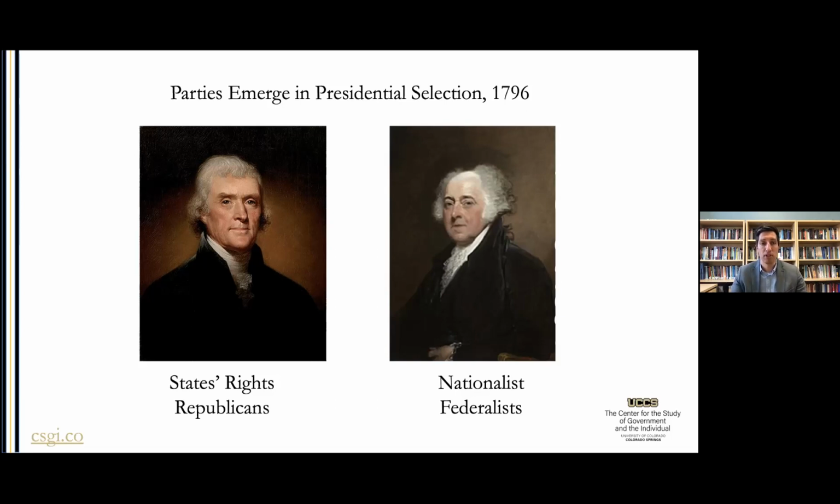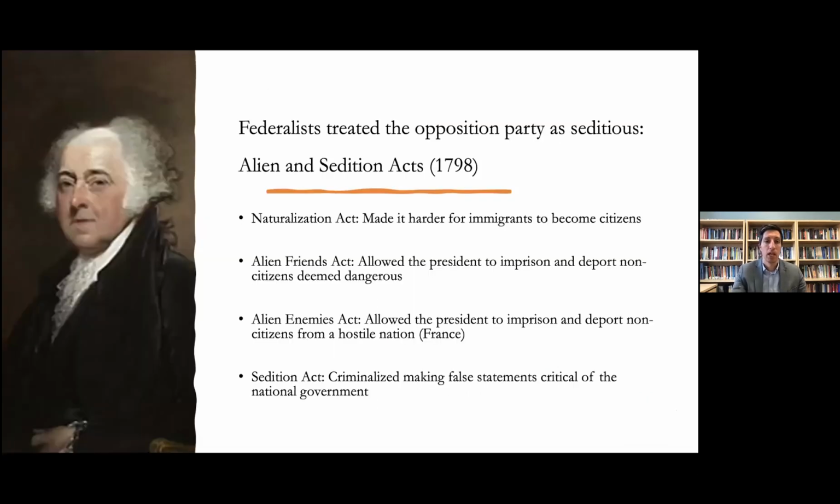And so that's exactly what happened in 1796. Each state legislature chose presidential electors who were partisans and would support each party's candidate. And Adams narrowly beat Jefferson in the presidential election of 1796. And during his term in office, the Federalists, as mentioned earlier, treated the Republicans as seditious. And the Federalist Congress passed, and John Adams signed into law, the Alien and Sedition Acts of 1798. That, among other things, allowed the president to imprison and deport non-citizens that he deemed dangerous.